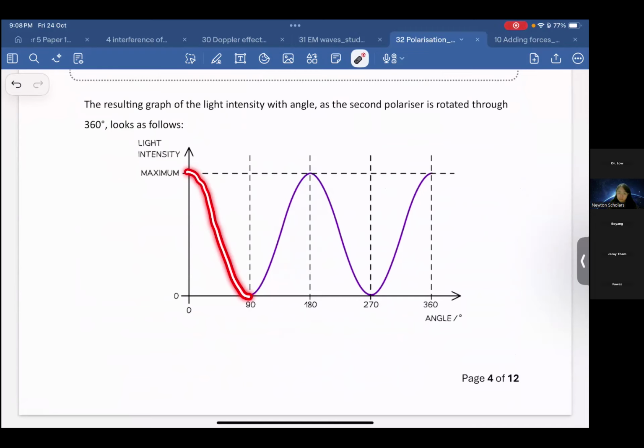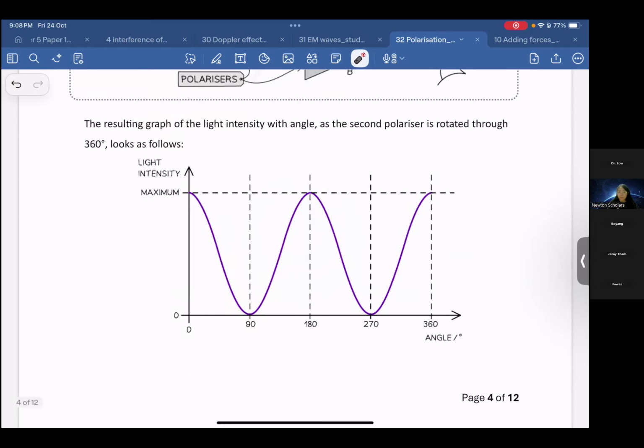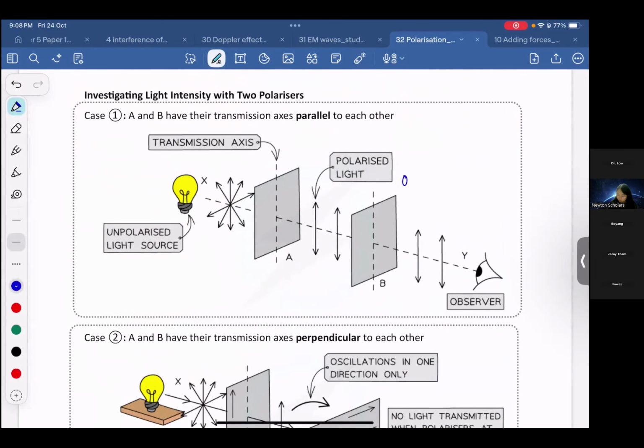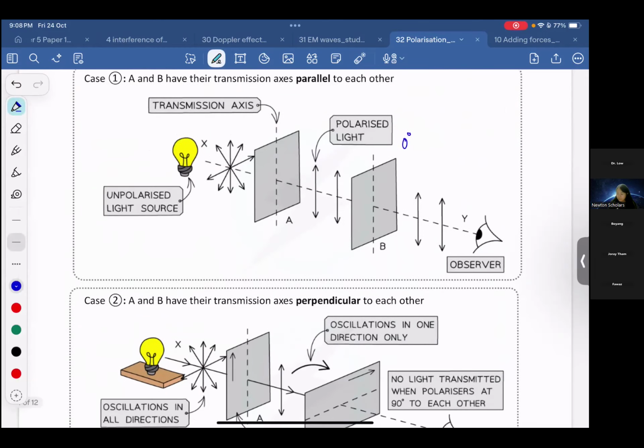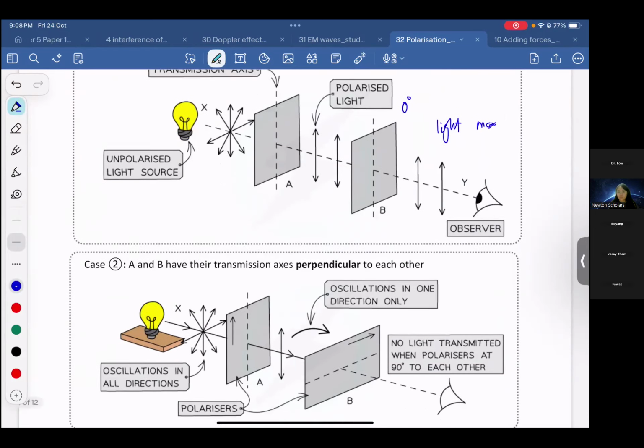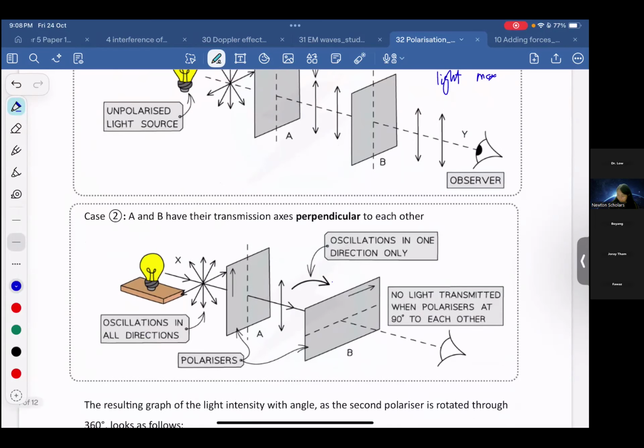Then I continue to rotate and start again getting the value, so I get this pattern. I rotate the second polarizer. I start here, this is 0 degrees. Then all the light can pass through, so the light intensity is maximum. After that, I rotate the second one 90 degrees.